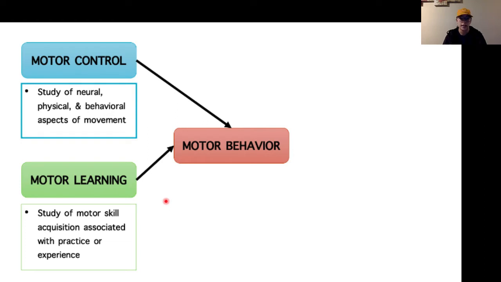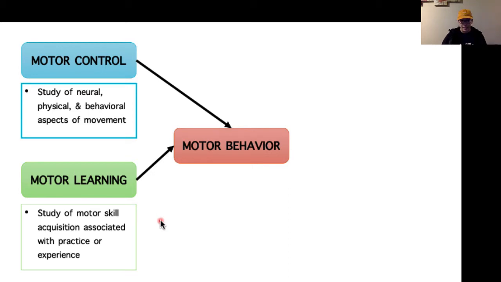Motor control is the study of neural, physical, and behavioral aspects of movement, so kind of going into how we coordinate movement, how we generate movement. And then motor learning is based on the study of motor skill acquisition. So usually when you look at motor learning, you look at practice strategies, different stages of learning, methods of feedback, and how you might space out learning skills in general.